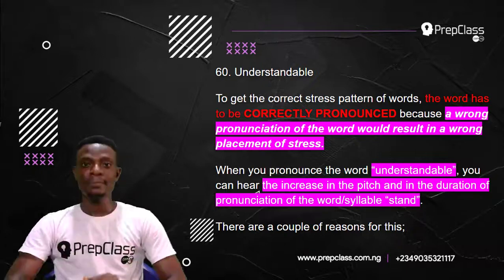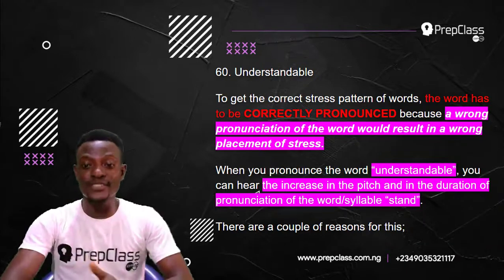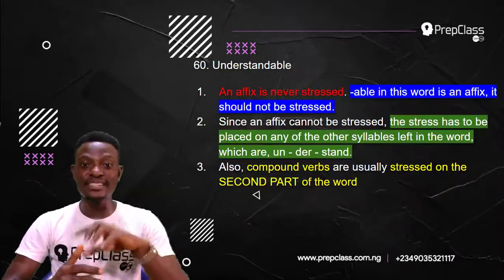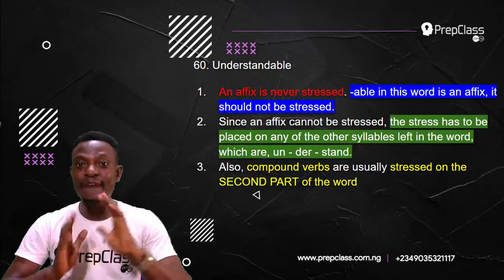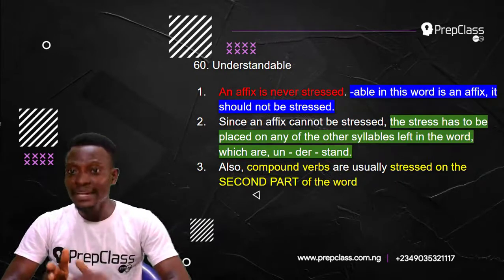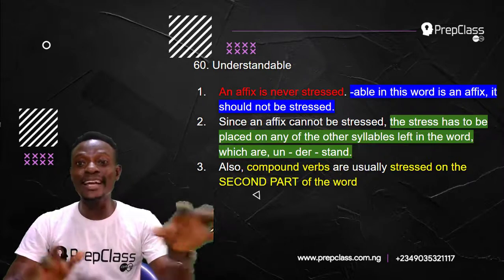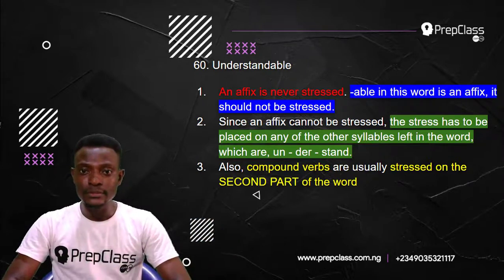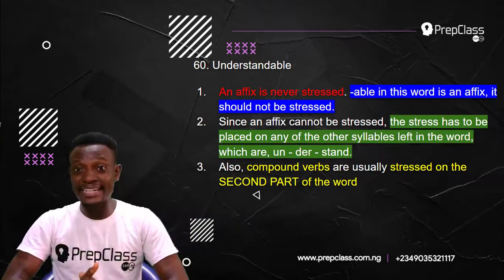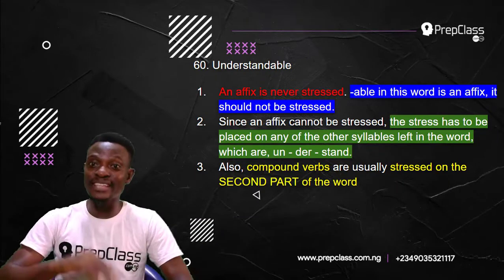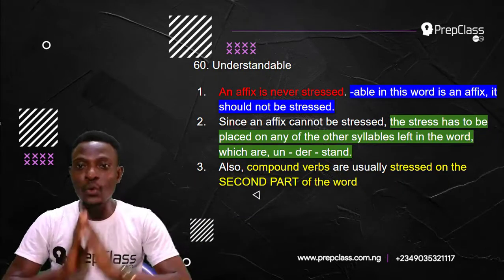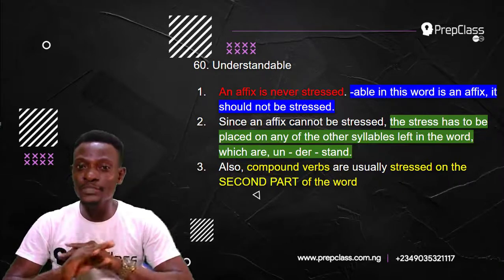Understandable. Now, there are a couple of reasons for this. The first reason is an affix is never stressed. Affixes are words or morphemes that are joined to the beginning or the end of the word. A prefix is added to the beginning of the word. A suffix is added to the end of the word. Now, able in this word is an affix. It should not be stressed.